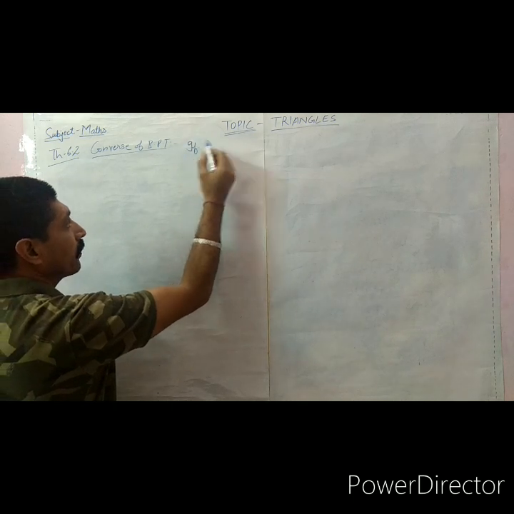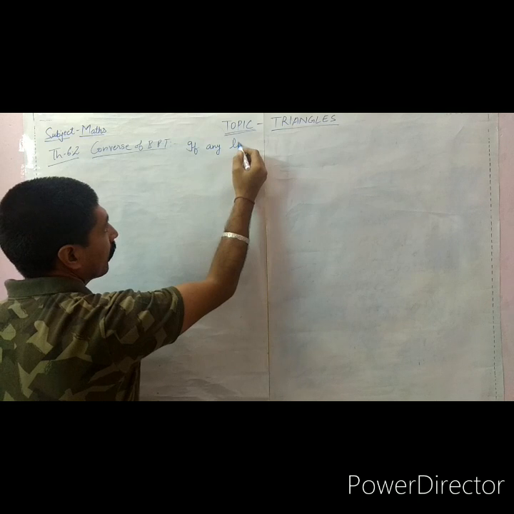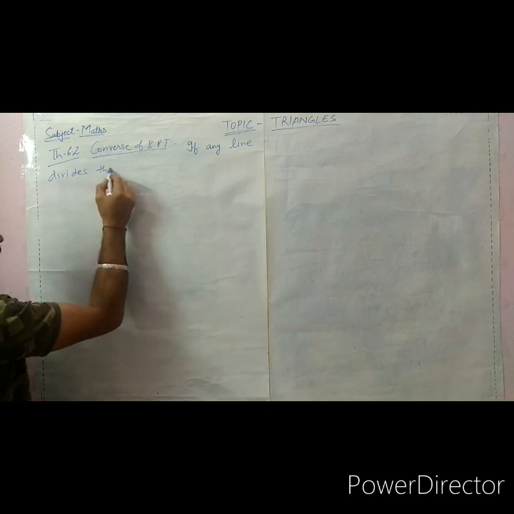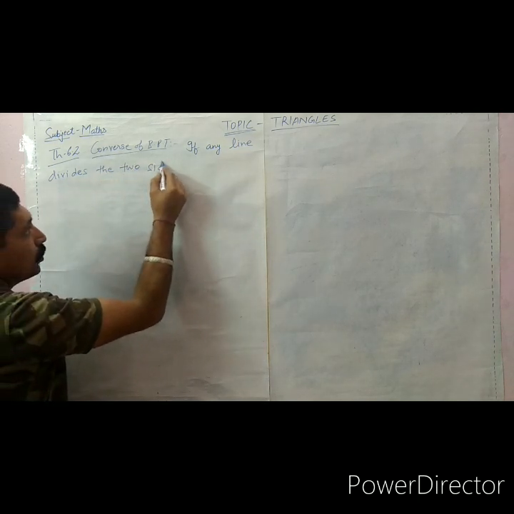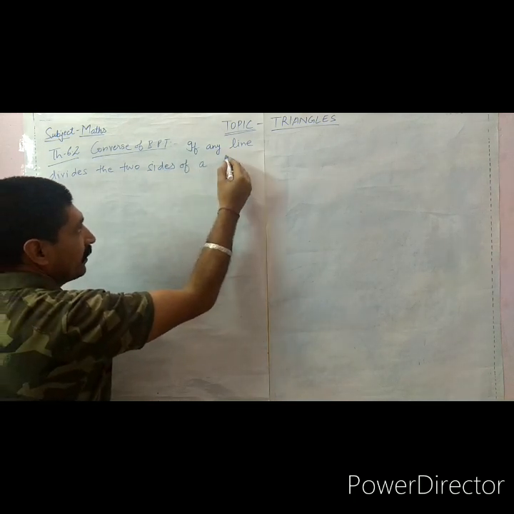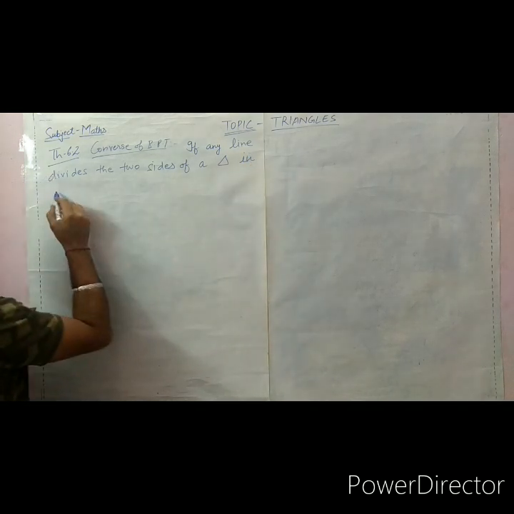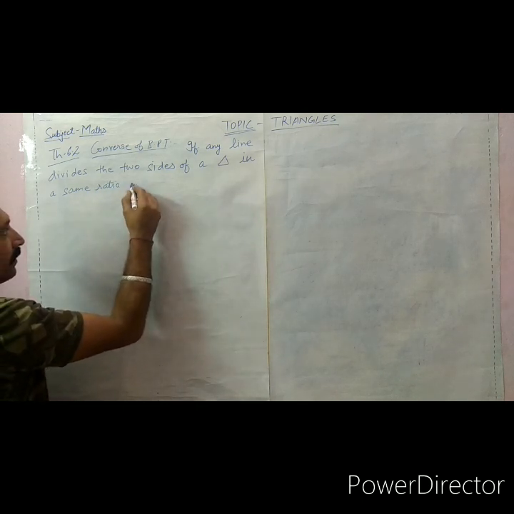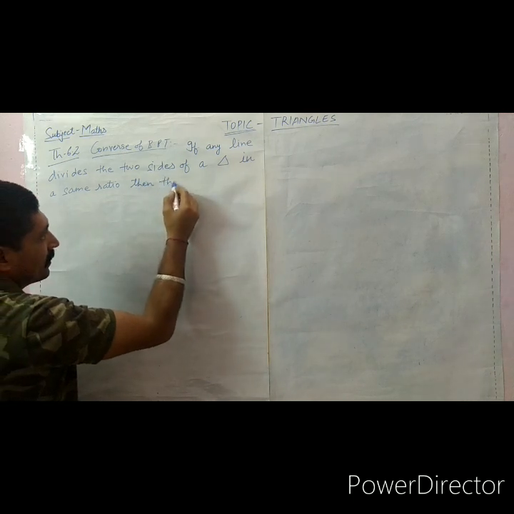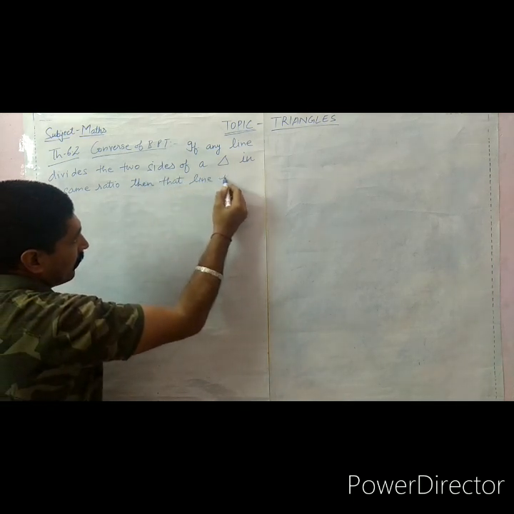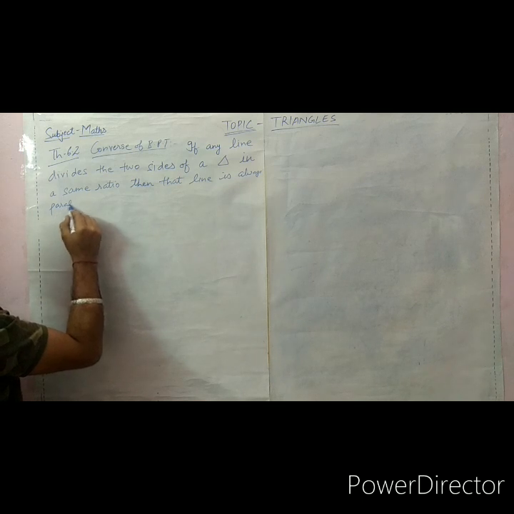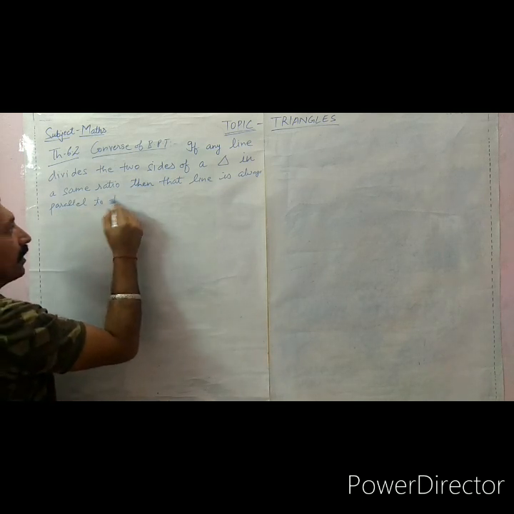Theorem 6.2: if any line divides two sides of a triangle in the same ratio, then that line is always parallel to the third side.